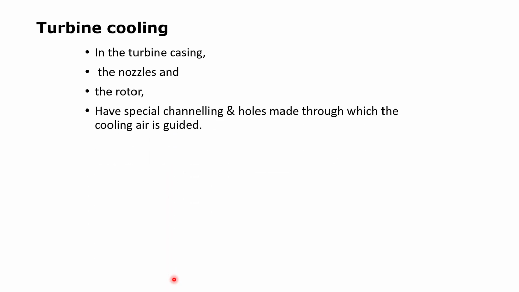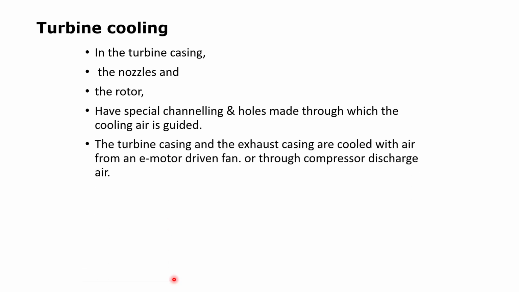Now let us talk about how the turbine is getting cooled. In the turbine casing, the nozzles and the rotors have special channeling and holes made through which the cooling air is guided. The turbine casing and the exhaust casing are cooled with air from a motor driven fan or through compressor discharge air.